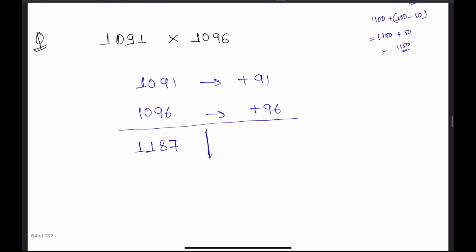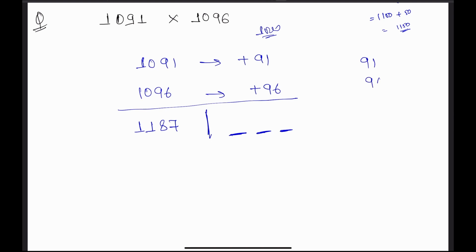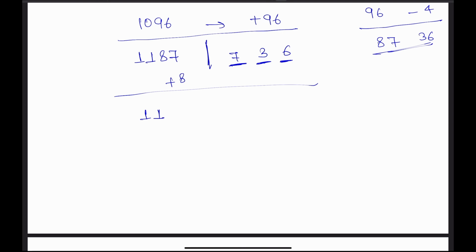And as the base is 1000, the last 3 digits will be filled by the multiplication of 91 and 96, and I don't know 91 into 96, so I will do the same trick. Here it will be minus 9, here it will be minus 4. Minus times minus, so it will be 36, and 91 minus 4, it will be 90 minus 3, that is 87. We know only 3 digits can be accommodated, so we will just write the last 3 digits and whatever remains we will add over here. So eventually our answer will become 1,187,736.